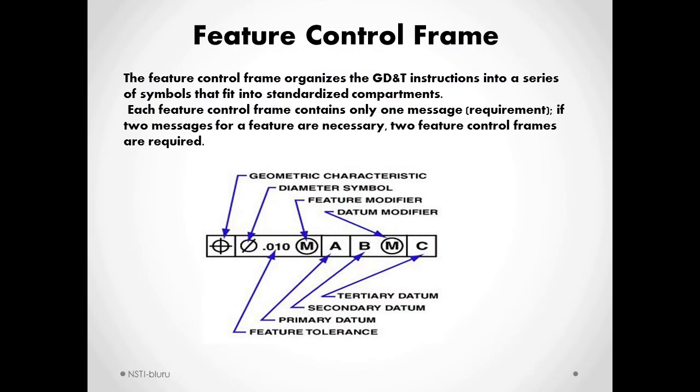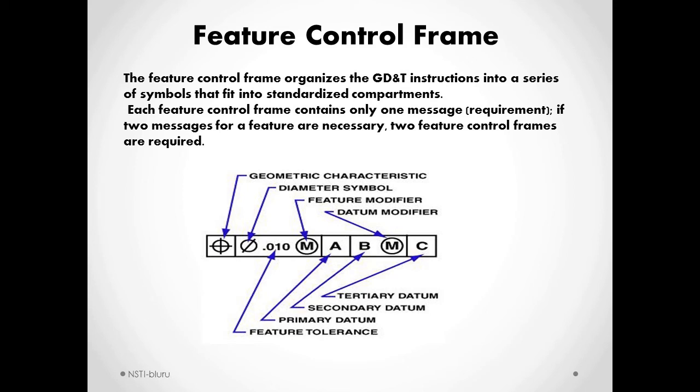So let's see how to put all the GD&T instructions in the drawing, or how to represent all the GD&T instructions in a simple way in the drawing, that is using a feature control frame. This feature control frame is nothing but a series of compartments which organizes all the GD&T instructions into a series of symbols. So it contains only one measurement requirement.